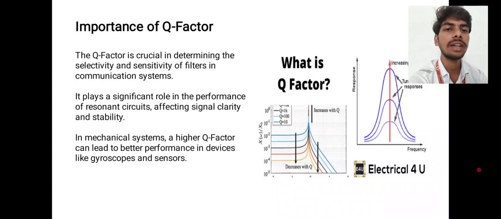Importance of the Q factor. The Q factor is crucial in determining the selectivity and sensitivity of filters in communication systems. It plays a significant role in the performance of resonant circuits, affecting signal clarity and stability. In mechanical systems, a higher Q factor can lead to better performance in devices like gyroscopes and sensors.